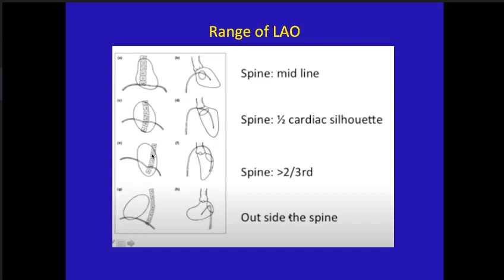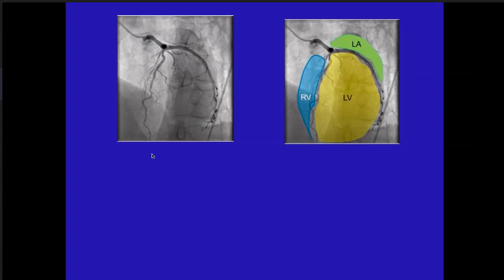Do you see the clavicles? Do you see the two sets of ribs? So how do you make out it's LAO or RAO? Suppose you didn't have the coronary angio here. How do you make out?